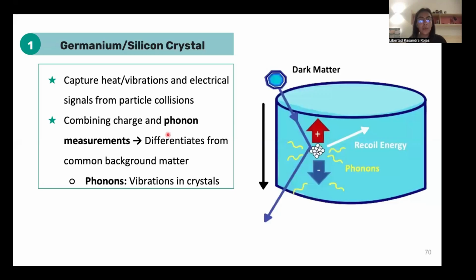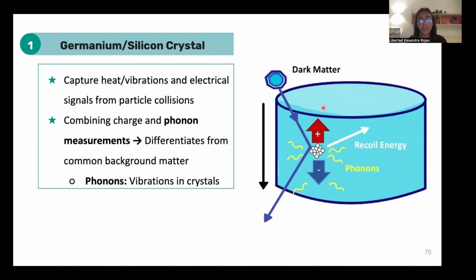Okay, now with that in mind, let's take a closer look at the three parts of our sensor. The first thing, as I said, we need a target material, something that is going to collide with our dark matter candidate. And for that, in this type of experiment, they use germanium or silicon crystals.